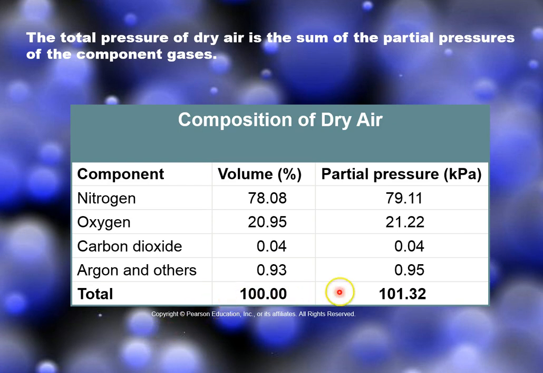So take a look at this. The total pressure, air pressure, is 101.32. But what makes up that pressure? Well, you have the pressure of nitrogen, the pressure of oxygen, carbon dioxide, argon, and other gases is what makes up the pressure at standard temperature, 101.32 kPa.